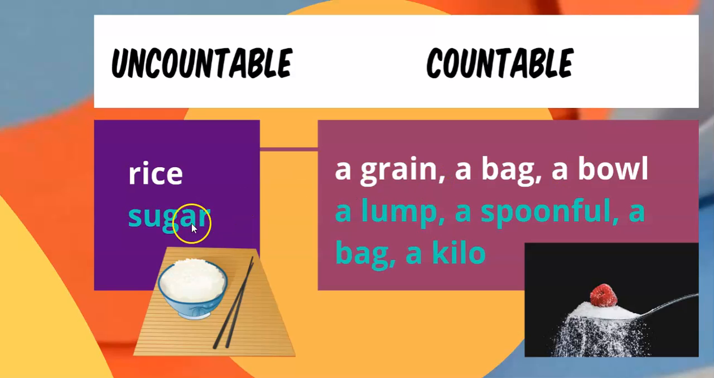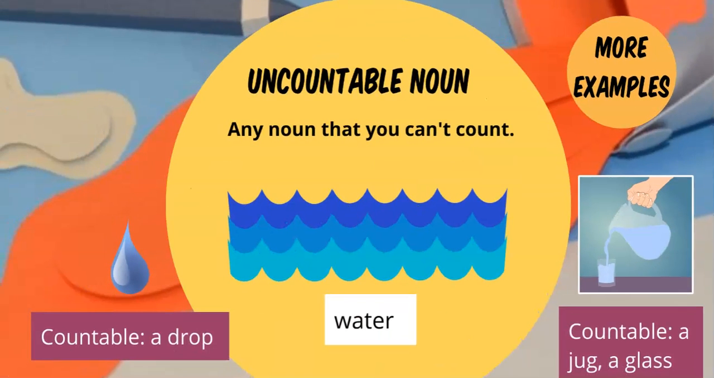Similarly, sugar is uncountable because you can't count all the crystals of sugar, but we can count a lump of sugar, a spoonful of sugar, a bag of sugar, or a kilo of sugar. So why do we need to know about countable and uncountable nouns? Well, knowing about them is useful for understanding grammar rules.